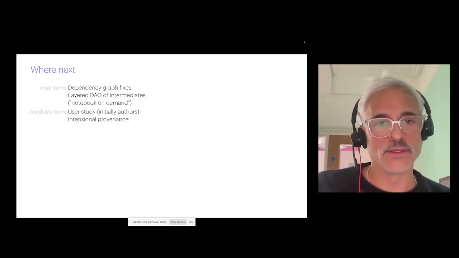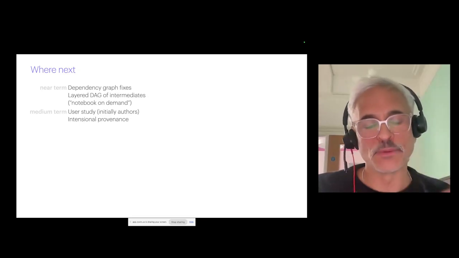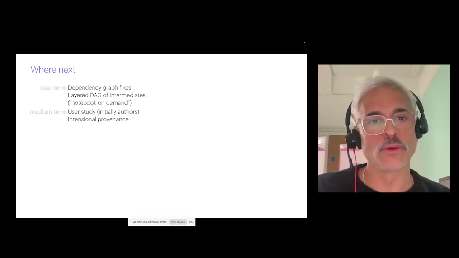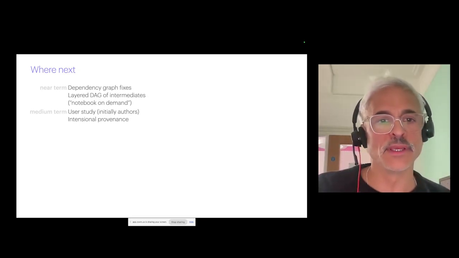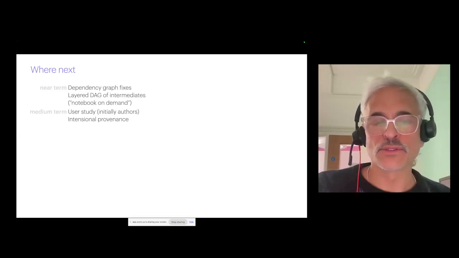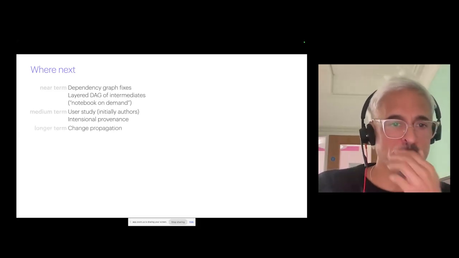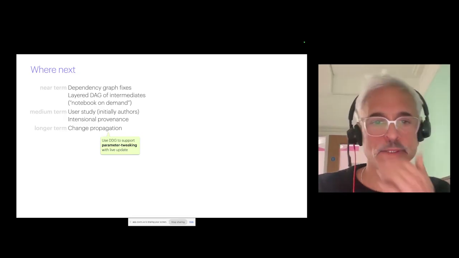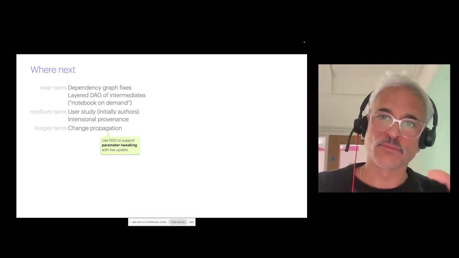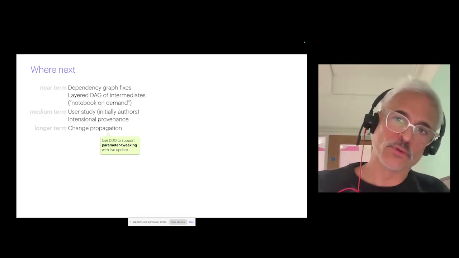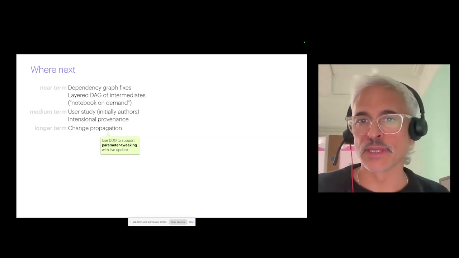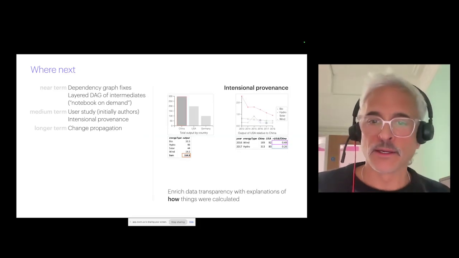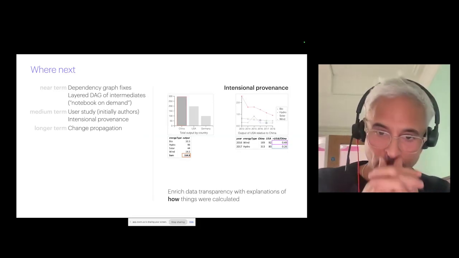We're also planning a user study. So we have some people lined up to do that. It's going to be focusing on the author experience initially, and then something called intentional provenance, which is what I'm going to wrap up with. And longer term, something on change propagation, which will connect what we're doing with how people usually understand explorable explanations a bit, I think. So this idea of intentional provenance is what I'm going to wrap up with.